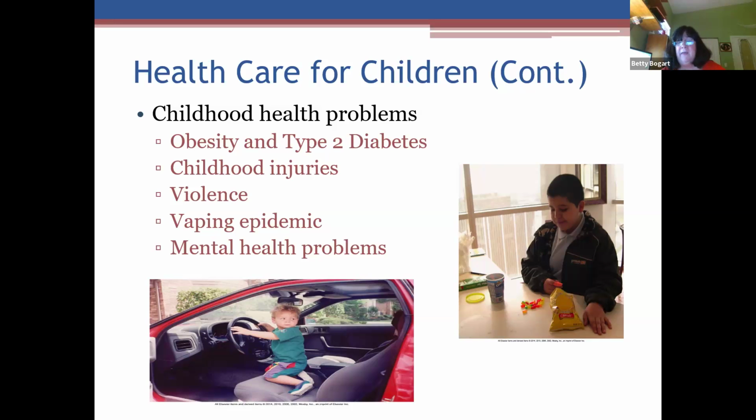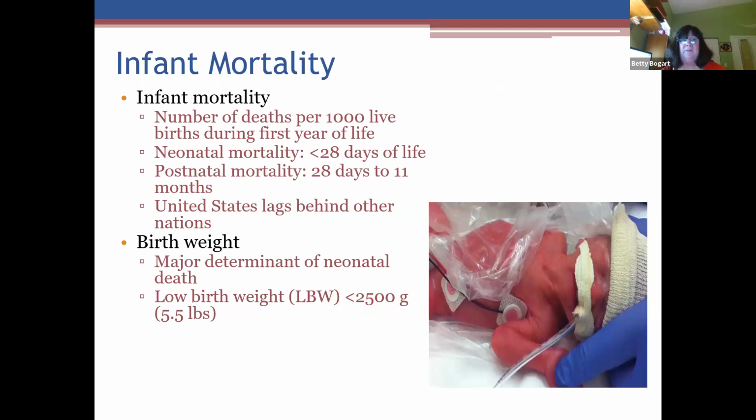Childhood injuries will be there, violence, vaping is a big thing. It was a little bit bigger. They've slowed down on it, but it's there. And children do have mental health problems.